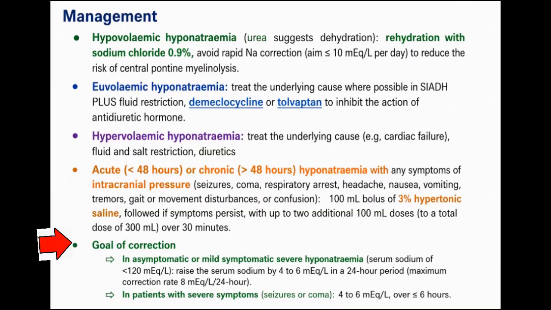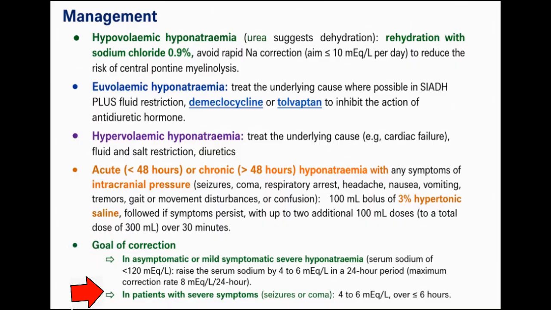Goal of sodium correction. The correction target depends on the patient's symptoms. A. Severe hyponatremia with mild or no symptoms. Serum sodium less than 120 mEq per liter. Target: increase serum sodium by 4 to 6 mEq per liter during the first 24 hours. Maximum safe correction: 8 mEq per liter in 24 hours. This minimizes the risk of osmotic demyelination syndrome.